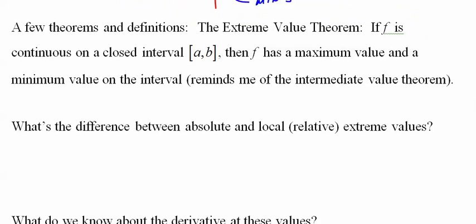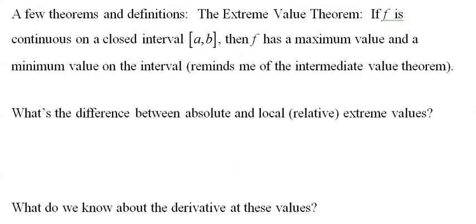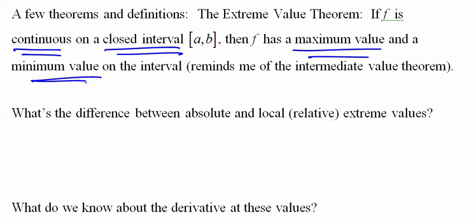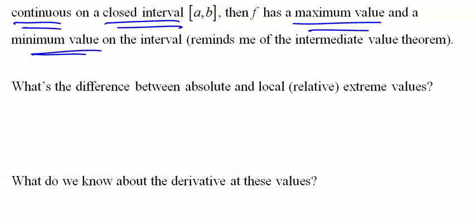So we have an extreme value theorem, EVT. If the function is continuous on a closed interval, and this one is so ticky-tacky, continuous, closed interval, then there's a max and a min. That's it. Got a continuous one, there's a max and a min. What's the difference between absolute and local? Well, I just told you. These are both local.